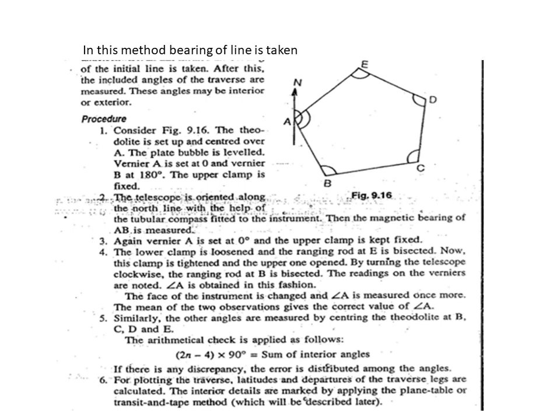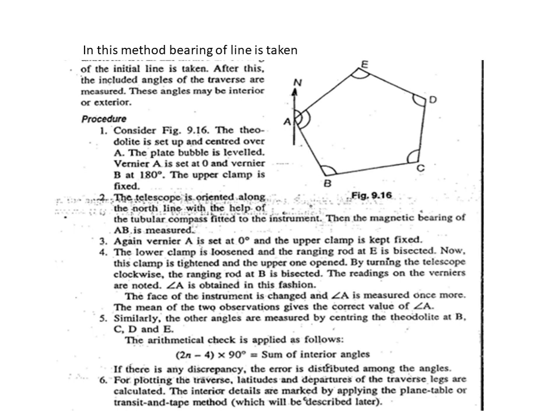The Theodolite is set up at station A. The plate bubble is levelled. Vernier A is set to 0 degree and vernier B is set to 180 degree. And then the upper clamp is fixed. The telescope is oriented along the north line with the help of tubular compass fitted to the A frame of the instrument. Then the magnetic bearing of line AB is measured.